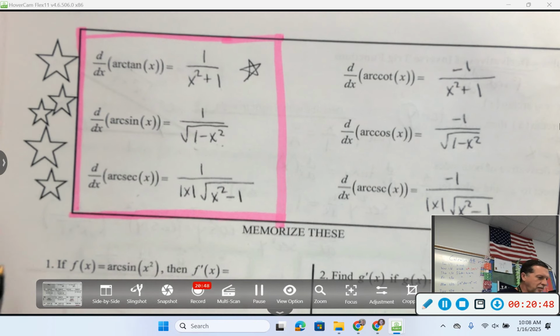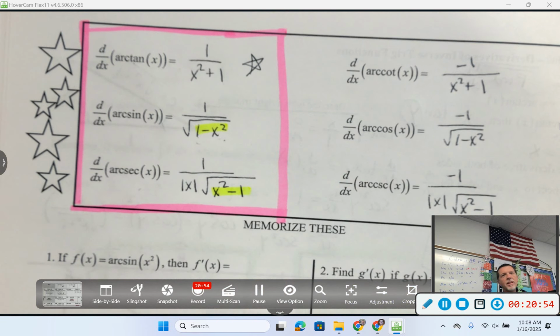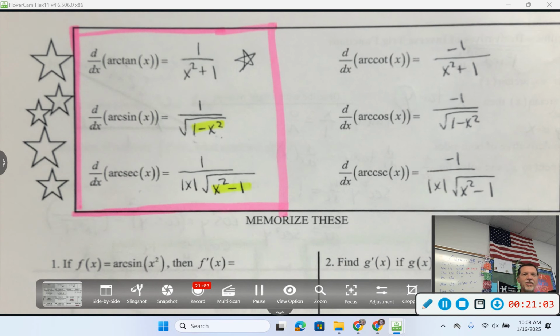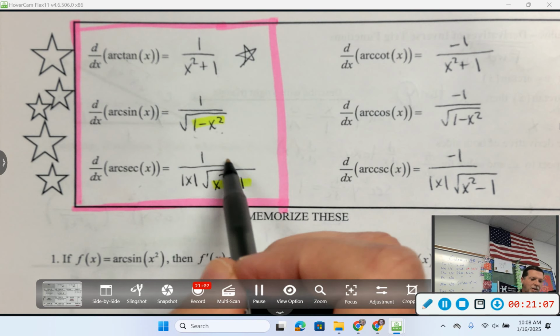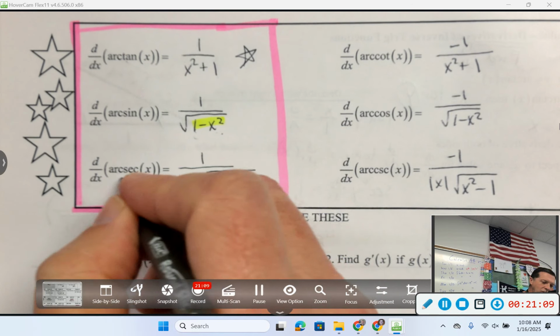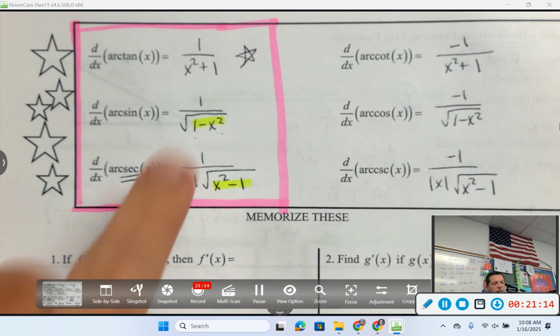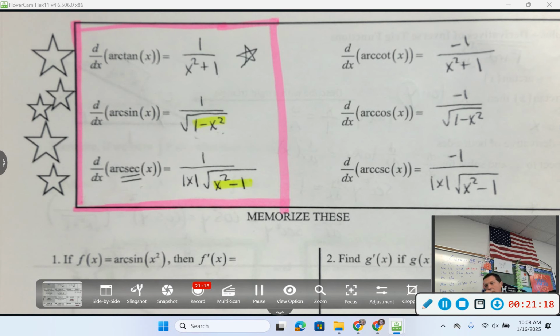People get what's in the radical backwards. That's what messes people up. Because one's 1 minus x squared, the other's x squared minus 1. So however you can remember which one goes with which, that's the tricky part of those. Like the absolute value of x, that makes it extra tricky, but people remember that that's just part of secant, so nobody messes that up. It's only usually the square root thing that people get backwards.